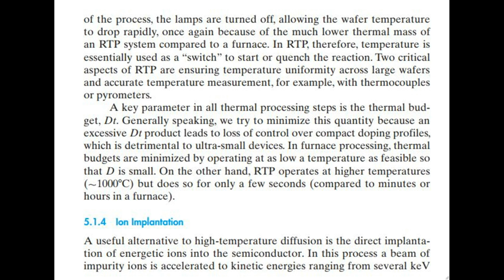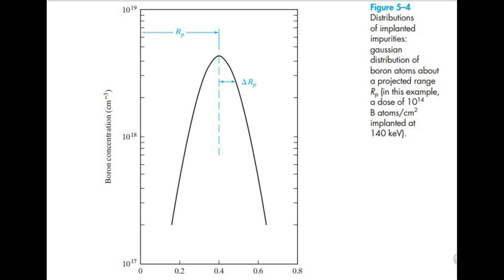Ion implantation. A useful alternative to high-temperature diffusion is the direct implantation of energetic ions into the semiconductor. In this process a beam of impurity ions is accelerated to kinetic energies ranging from several kilo-electron-volts to several mega-electron-volts and is directed onto the surface of the semiconductor. As the impurity atoms enter the crystal, they give up their energy to the lattice in collisions and finally come to rest at some average penetration depth, called the projected range.